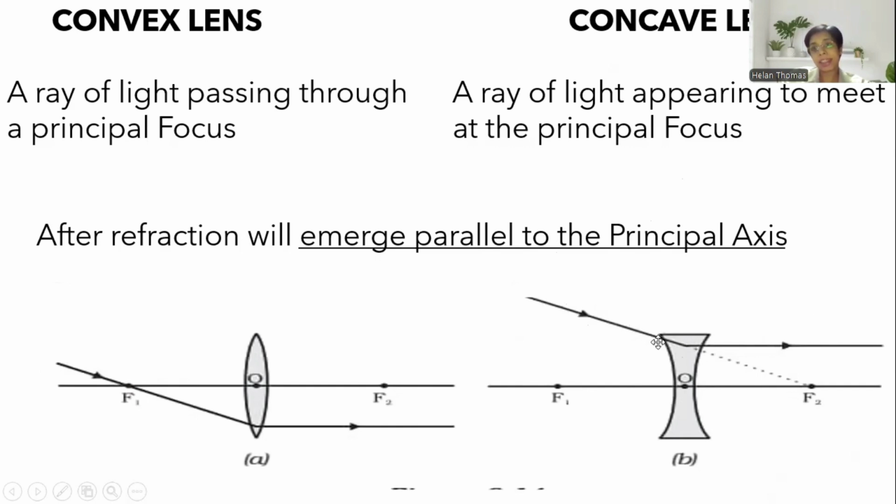See this light ray, this is actually directed towards F2. So it is appearing to meet the principal focus, which is F2 in the case of a concave lens. And this light ray, after the refraction, will be emerging parallel to the principal axis.